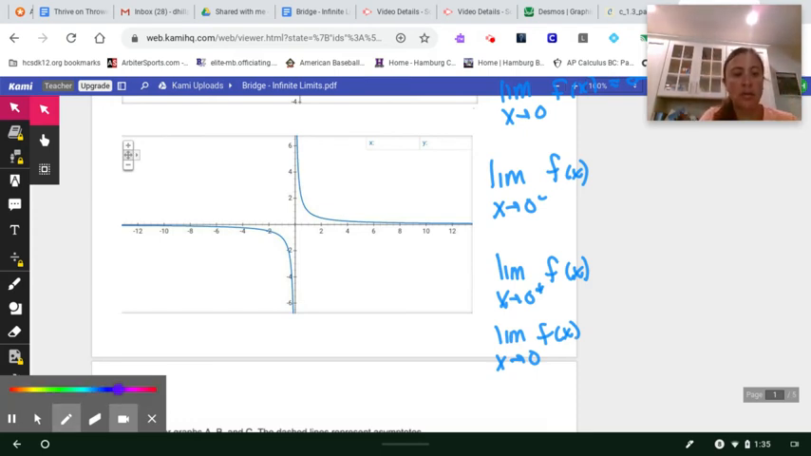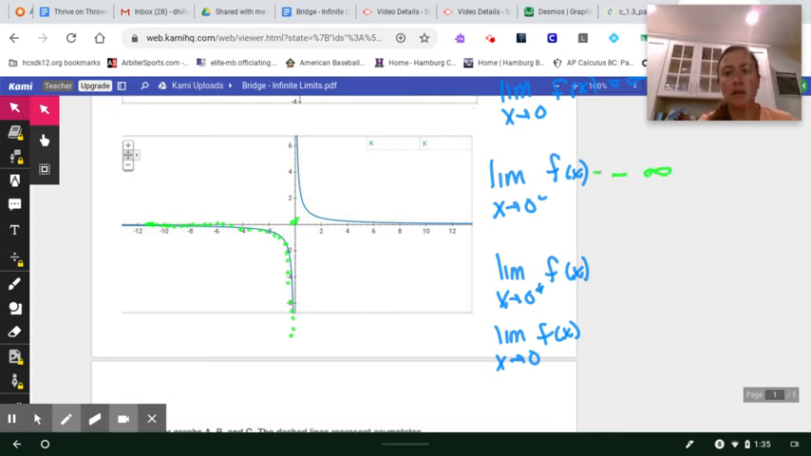So again, that word approach just means get close to. So I'm going to start on the left based off this symbol here. So the left of 0, I'm on the left side of it. And I'm going to approach. I'm going to go towards the 0, and look where it's taking me, down towards negative infinity. Now I'm going to approach 0 from the right side because of this plus sign. And again, approach means get close to it. I'm going to go towards 0, but this time it's taking me towards positive infinity.